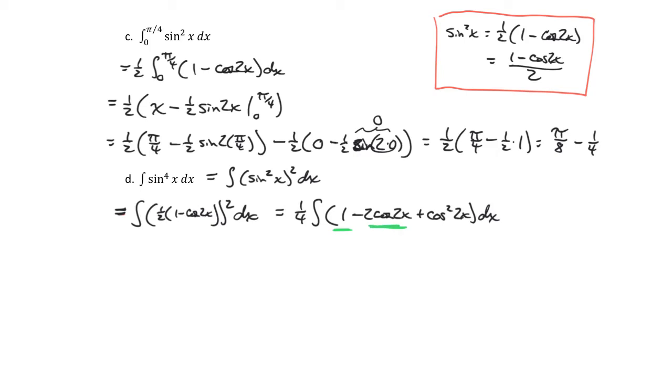Cosine squared of 2x, we get a red light because I'm not sure how to do that. So let's do the first two and then come back to the red one. Actually, I do know how to do it, and you'll know how in just a moment. We have 1/4. The antiderivative of 1 will be x. The antiderivative of 2 cosine of 2x would be 2 times the sine of 2x, but you have to multiply by 1/2 out front to compensate for the 2 that would pop out from the chain rule.